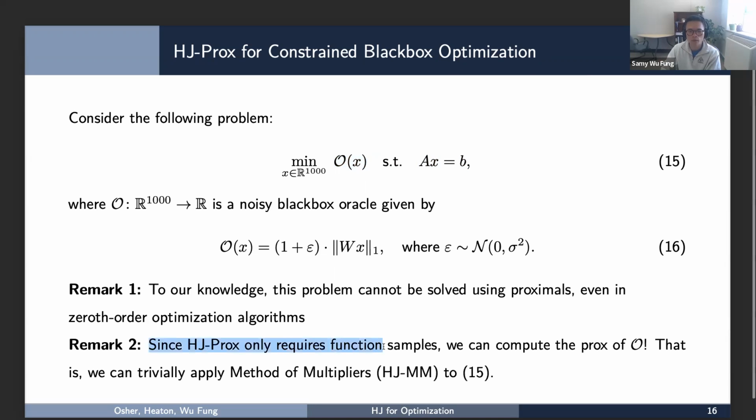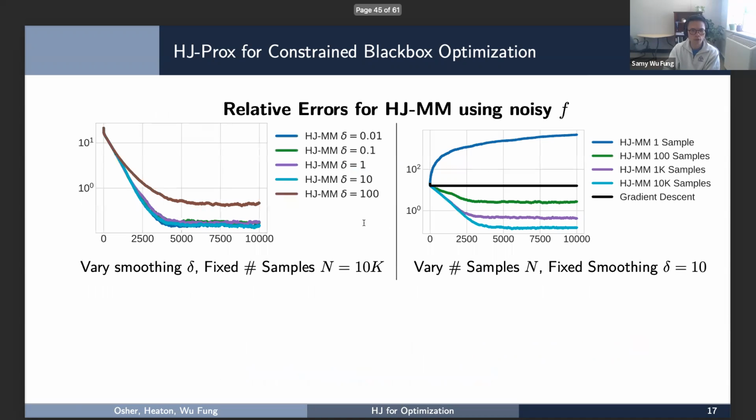And because our Hamilton-Jacobi based proximal only requires function samples or function evaluations, we can indeed compute the proximal of O directly. And so in this particular setting, if you have the proximal of O, one straightforward method is the method of multipliers. So I'm just going to apply the method of multipliers to solve this constrained optimization and pretend I had O explicitly, essentially. Cool, so that's what we do.